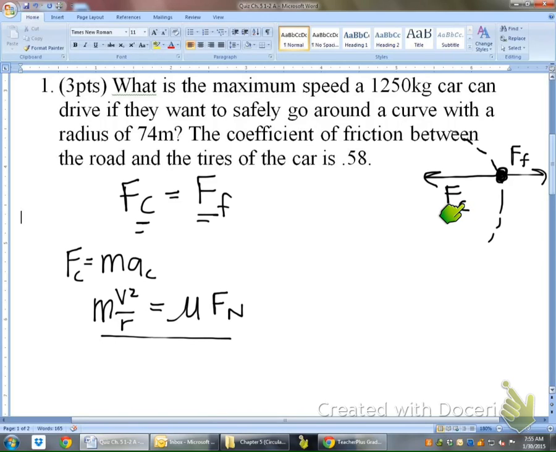Yeah? All right. So were we even given a speed here? No, because that's what we want to find. We want to solve for velocity. Okay, that's what we're going to be solving for. We have our mass. Do we have a radius? Yes. We have our coefficient. And what do we do about the normal force?